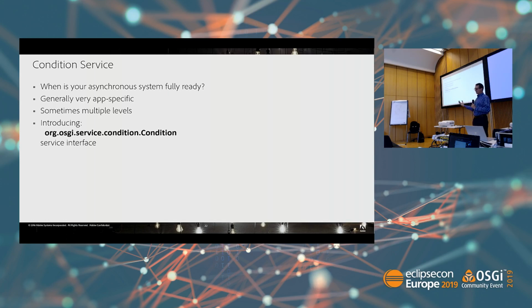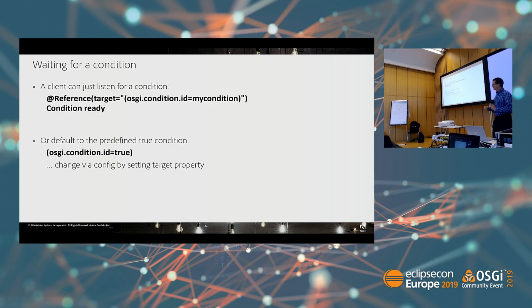And this can be totally application specific. So you don't have to know how your system is becoming ready. You can just say, the condition with this name is ready. And then the next level can basically take that on, and maybe it can add another condition at a higher level of readiness. So this is very, very easy to use. The condition service itself does not contain any methods. It's just a service that is registered with a property with the name of the condition.